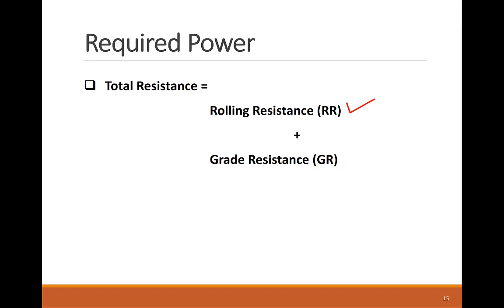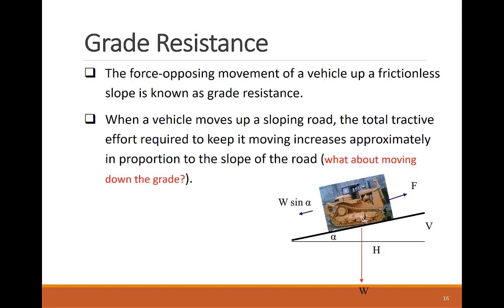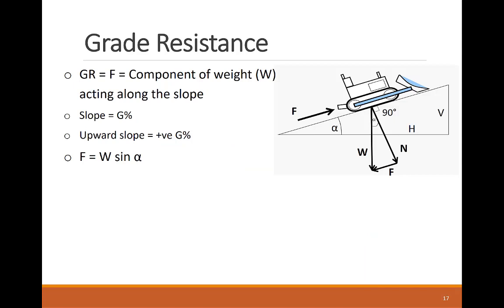Now we're done with the rolling resistance, let's cover the grade resistance. Grade resistance refers to the gravitational force on the equipment when moving on a sloped road. The equipment resists this gravitational force when moving uphill and benefits from it in accelerating when moving downhill. Let's now derive a general formula for the grade resistance force using some basic principles of statics and equilibrium.